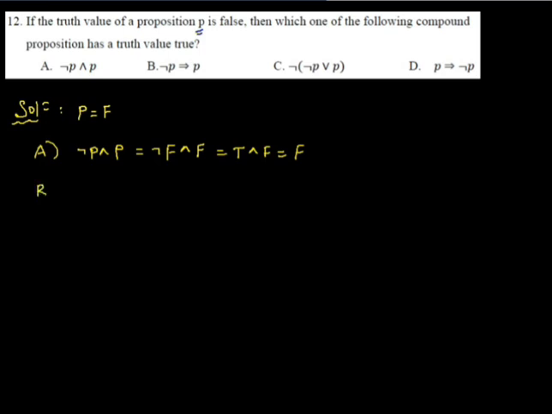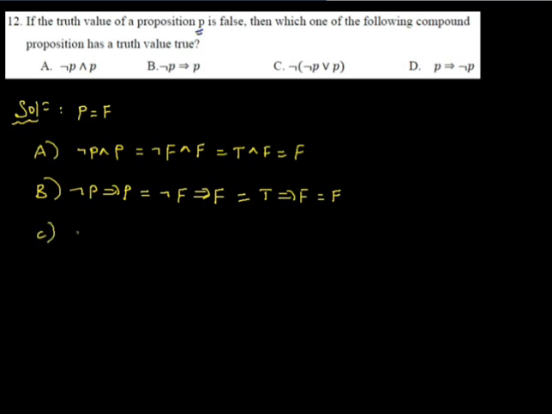In B, negation of P implies P. This is the same as negation of false implies false. This is the same as true implies false. True implies false is false. So still B cannot be the answer.